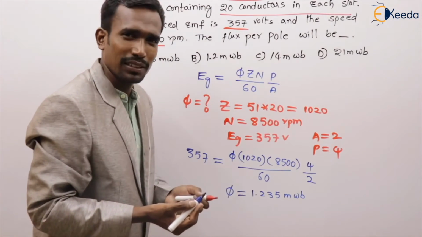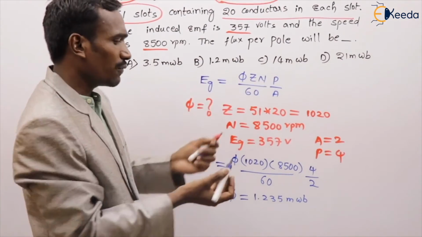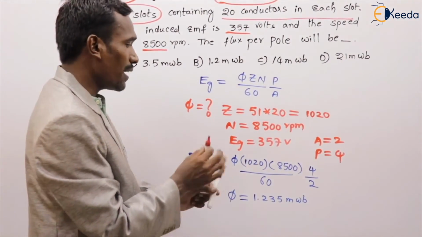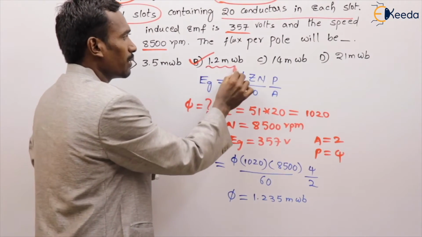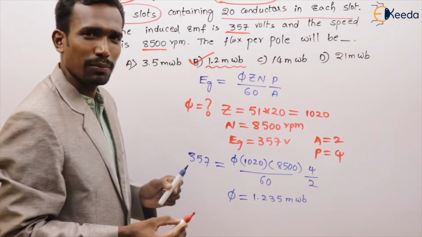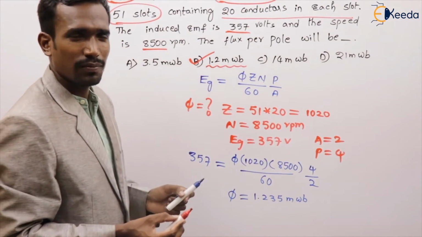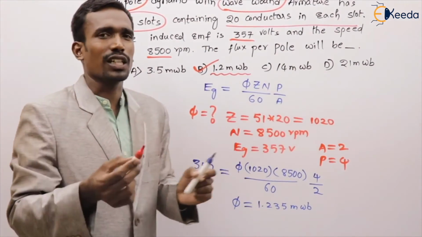1.235 milliwebers. According to our options, which of the following is the correct answer? They gave 1.235, so simply 1.2 milliwebers. Right? So this is our answer. A very simple question based on the basic formula for generated EMF.